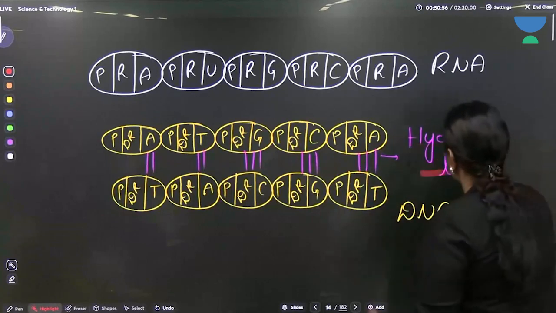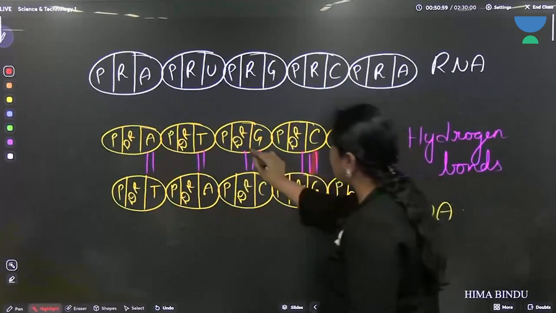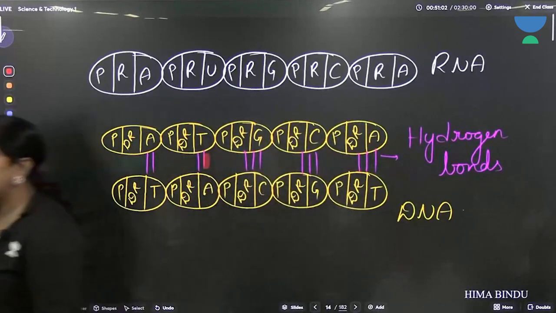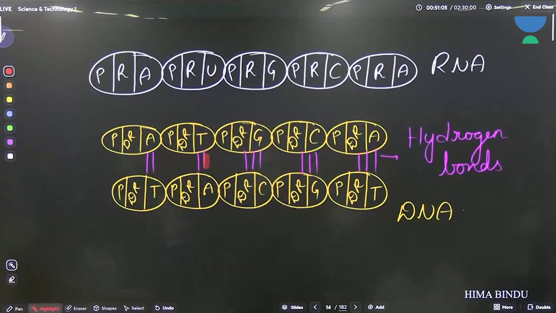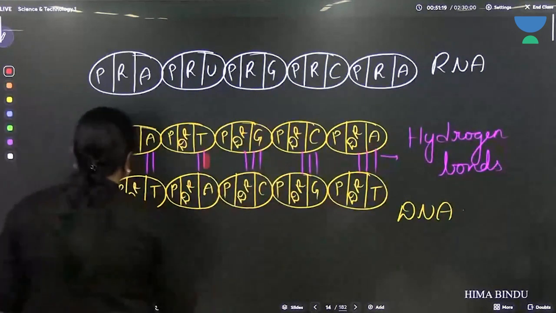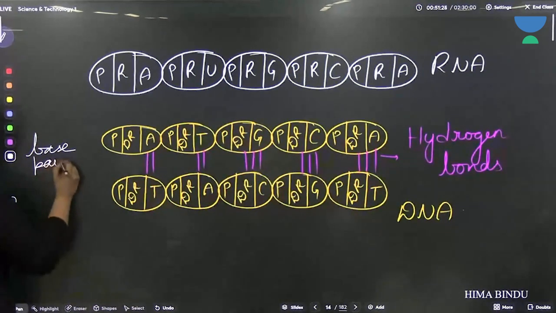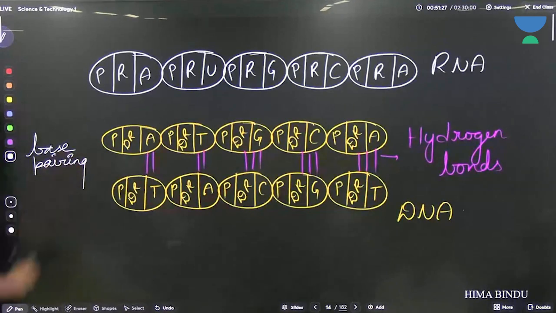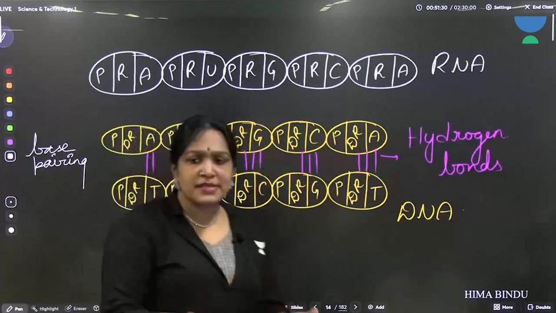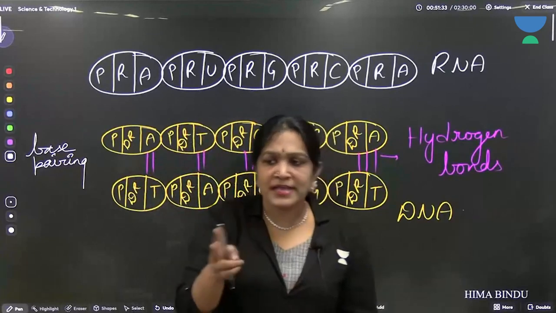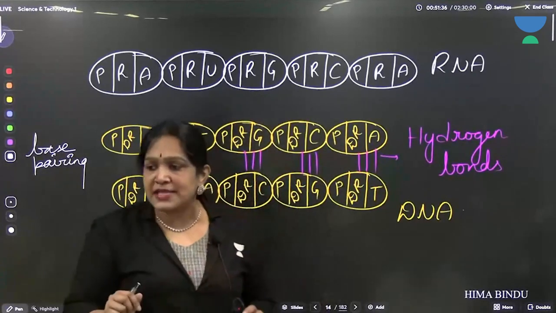These bonds are called hydrogen bonds: 1, 2, 3, 1, 2, 3, 1, 2, like that. Why these hydrogen bonds? Because when you have two strands, there must be some bonding to connect them together. To hold the two strands together, bonds are needed. Those bonds are called hydrogen bonds. And we can also use the word base pairing. Note this word, all of you. Not a new word. You know bases. A pair of bases is called a base pair. Pairing between two bases is called base pairing.